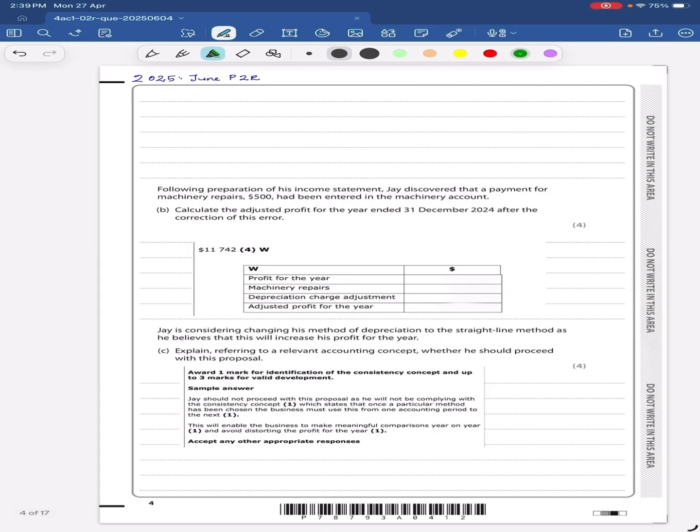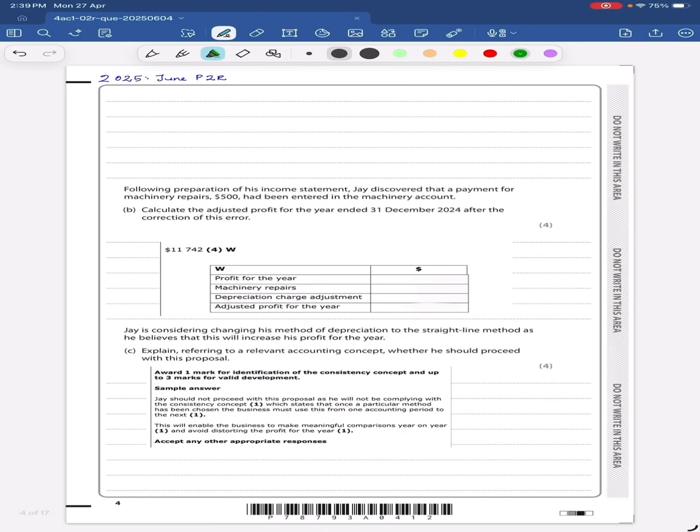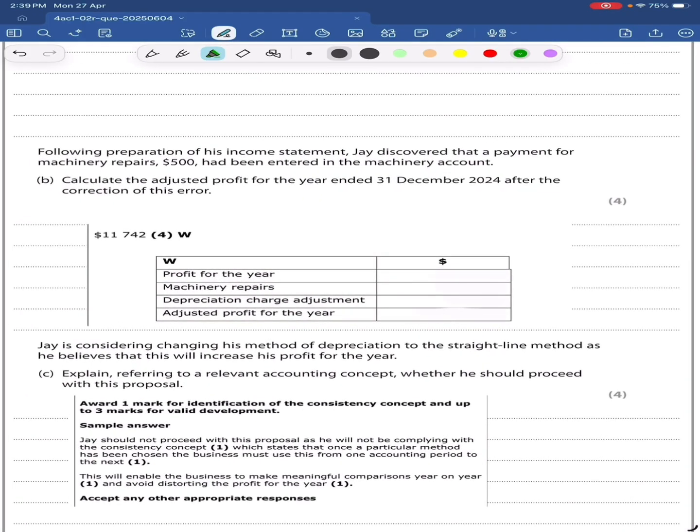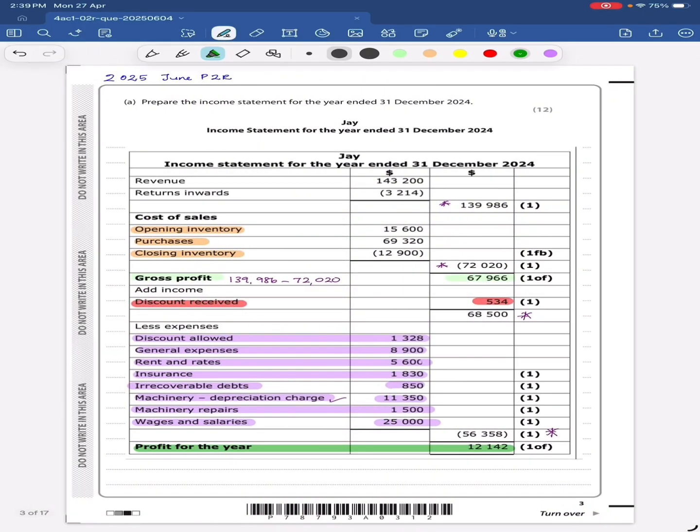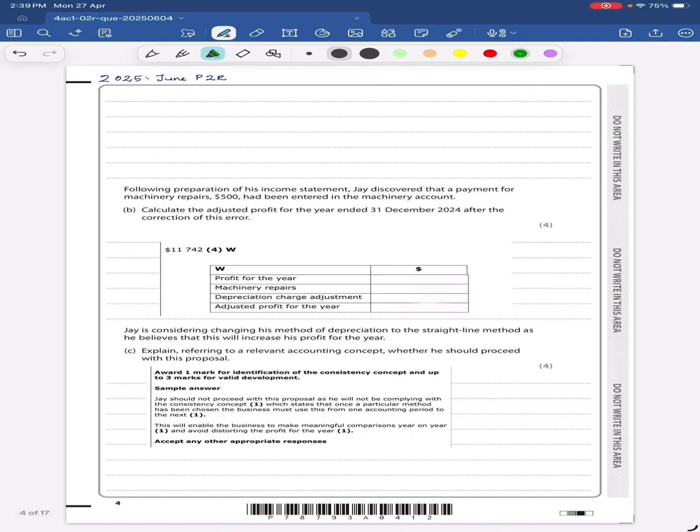Right, let's move to the next question. Following the preparation of his income statement, Jay discovered that a payment for machinery repairs 500 had been entered in the machinery account. That means an expense is considered as an asset, right? So how are we going to correct this error? We already figured out the profit for the year, which is 12,142.